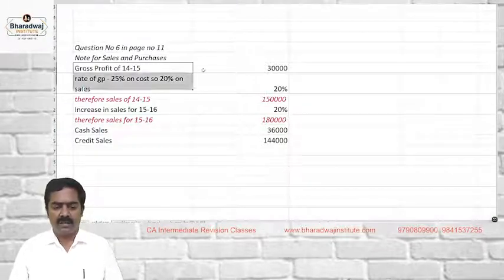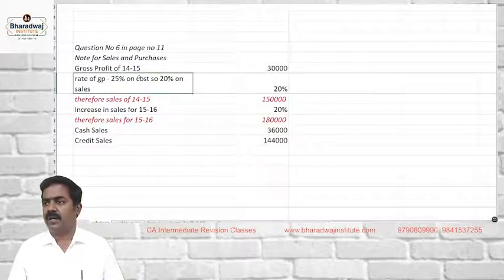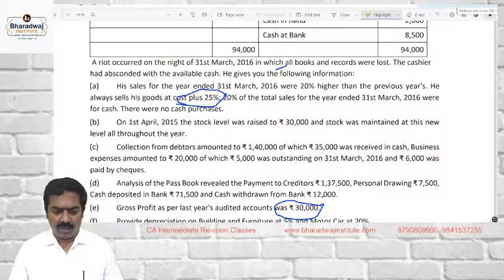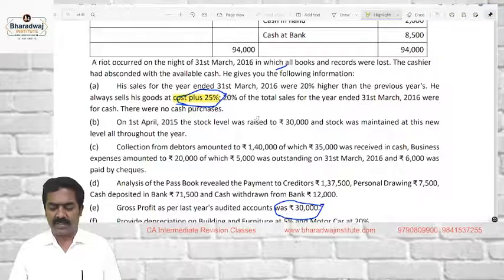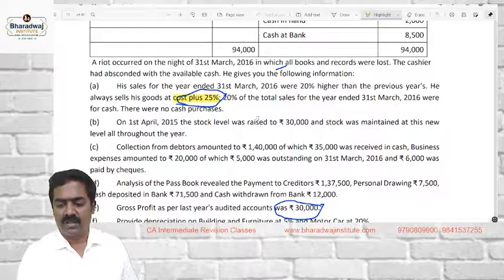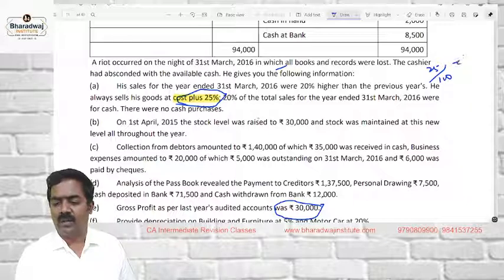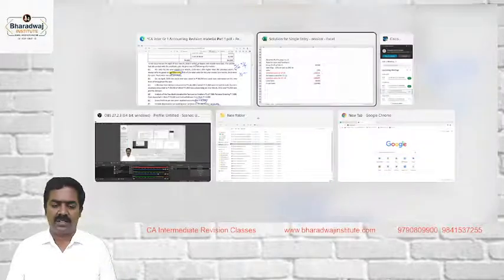Once again, gross profit, how much on cost? Look at gross profit, what is given? Cost plus 25%. What do you mean by cost plus 25%? 1/4 on cost. Cost plus 25% is nothing but 25% is nothing but what? 1/4 on cost. It can be written as 1/5 on sale. 1/5 is nothing but 20% on sales.